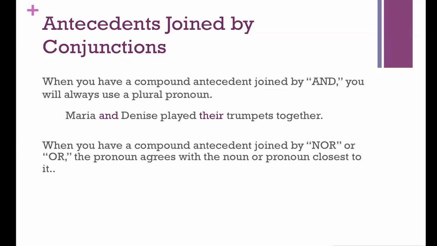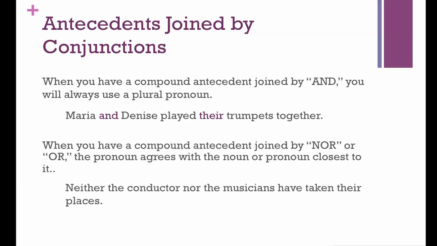However, when you have a compound antecedent joined by "nor" or "or," the pronoun agrees with the noun or pronoun that it is closest to. For example, "Neither the conductor nor the musicians have taken their places." "Nor" is the conjunction. So when I'm deciding which pronoun to use, I look at the noun that's closest to the pronoun. In this case, it's "musicians." Since "musicians" is plural, I'm going to take the plural form of the pronoun there.